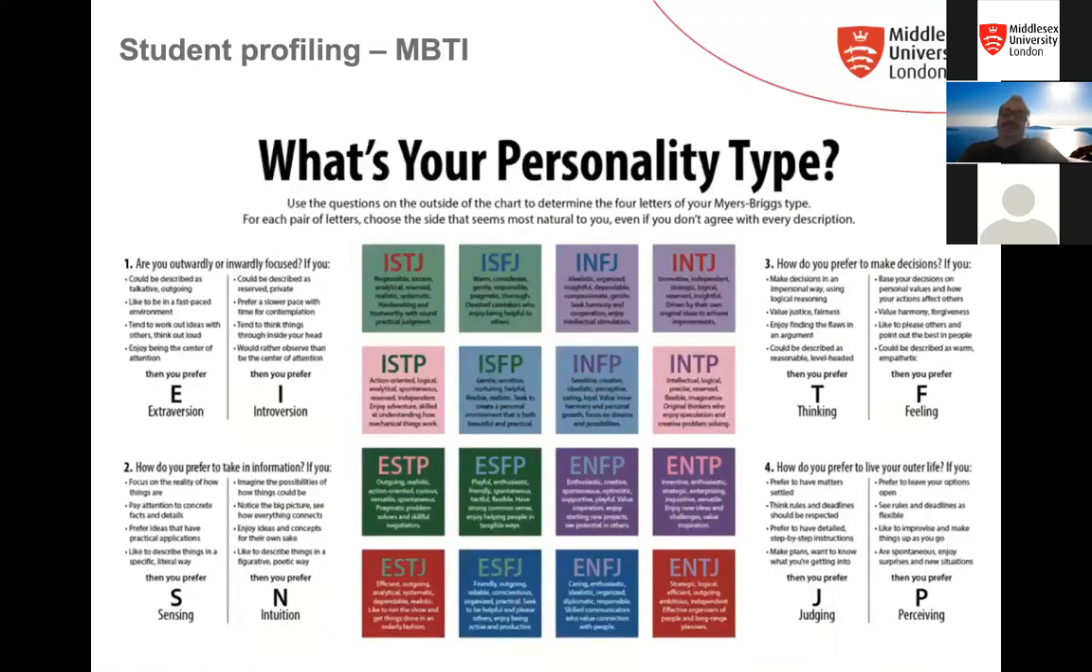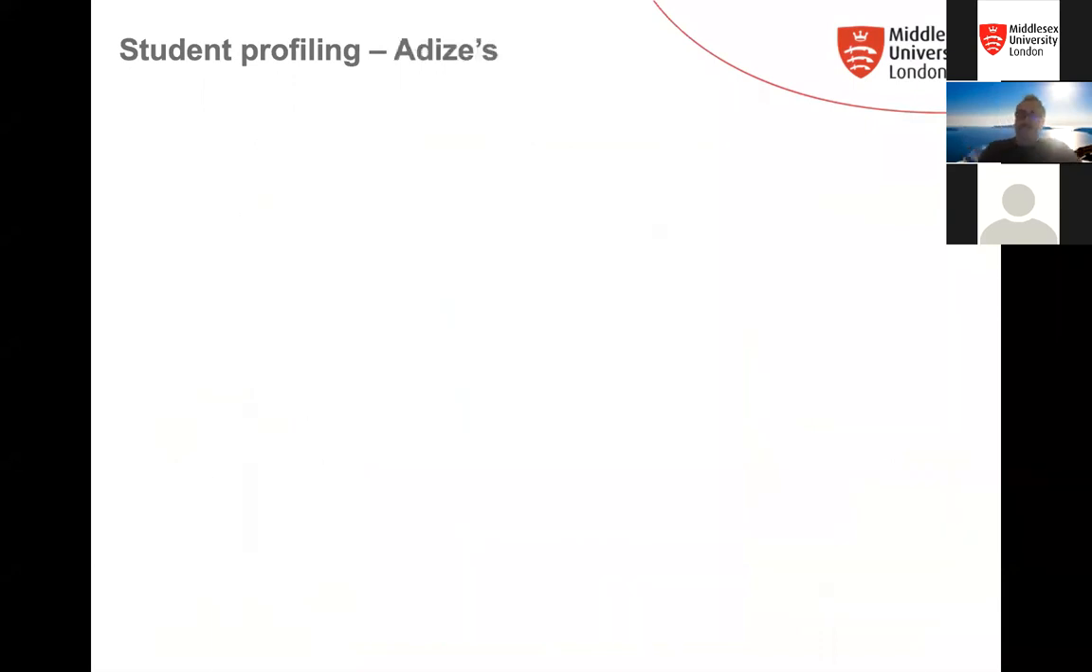MBTI is about the 16 different personality types based on the Myers-Briggs Type Indicator. And by having this, we can actually see how our students behave, and by knowing my students' profile, I can adjust the way that I teach them.